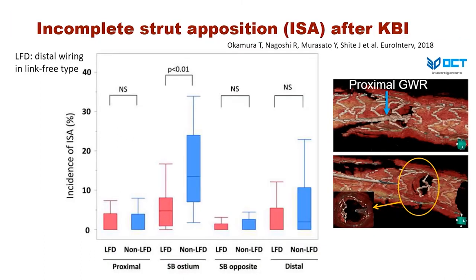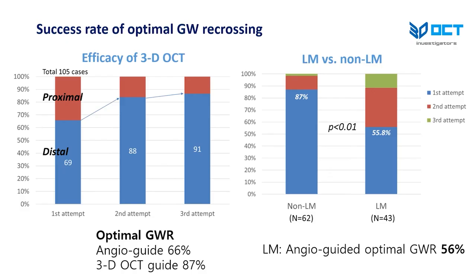We defined LFD type as distal wiring in the ring-free type and investigated incomplete strut apposition. LFD type resulted in less incomplete stent apposition at the side branch ostium compared to non-LFD type. We also investigated the success rate of optimal distal wiring in 3D OCT-guided PCI.